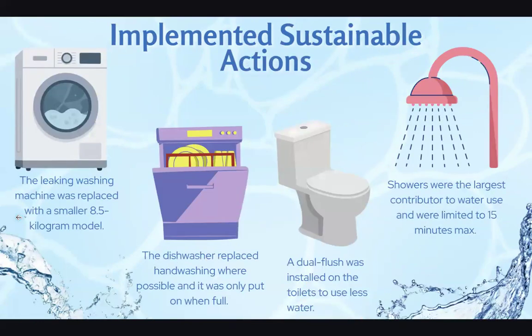Over 3 weeks, I carried out several sustainable strategies from my action plan to reduce household water consumption. Showers are the largest contributor to water use, so times were limited to 15 minutes. The leaking washing machine was replaced with a smaller 8.5 kilogram model and used less water per load, improving efficiency. To further save water, the dishwasher replaced hand washing where possible. It only ran when full. A full dual flush toilet was also installed to use less water when flushing.